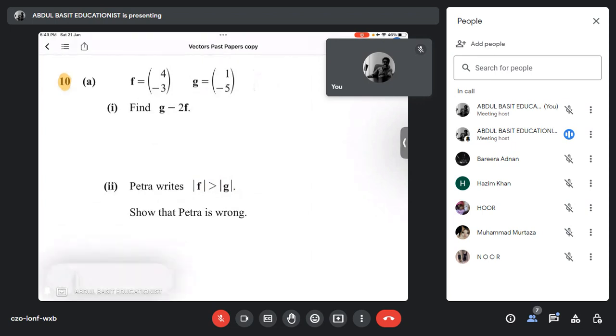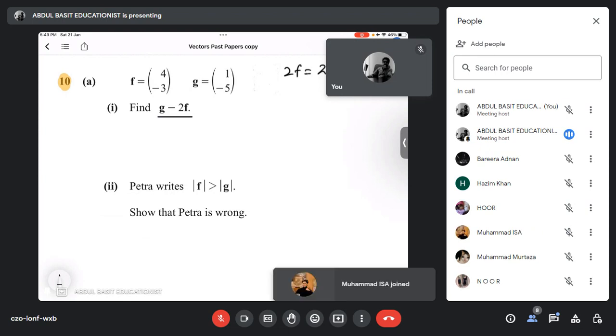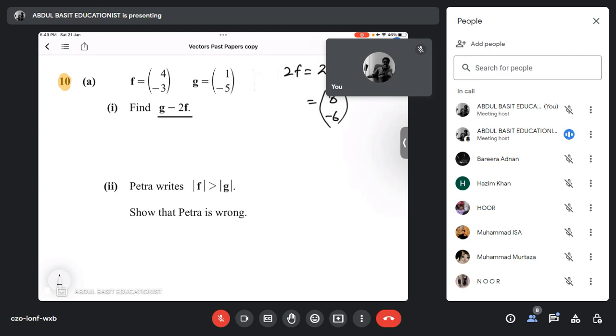We can see that very clearly. Okay, now in this question you can see that it is g minus 2f. So first of all, let's find 2f. 2f means 2 multiplied with f, so that is 4 minus 3. 2 4s are 8 and that would be -6, so close this in brackets. g minus 2f means write the value of g, 1 -5, minus 2f, and in place of f write the vector you found on the side, 8 and -6.